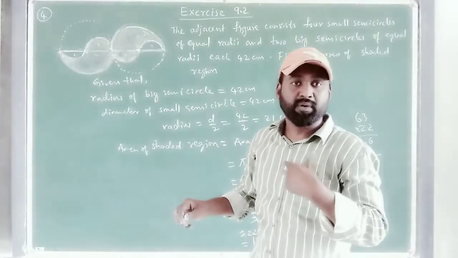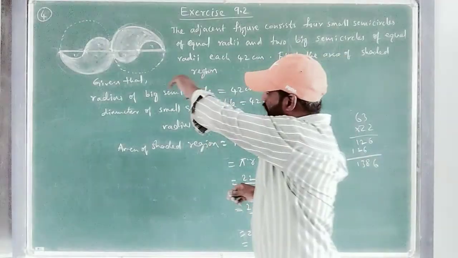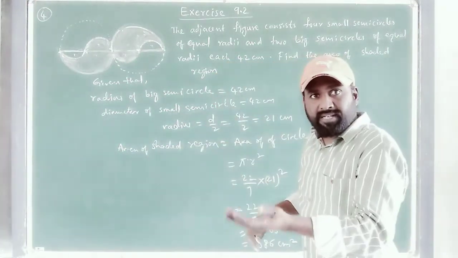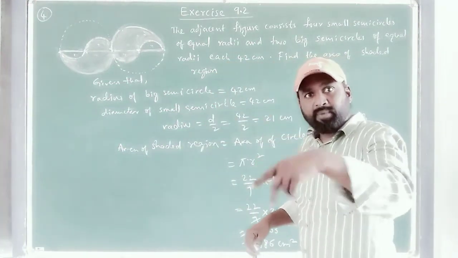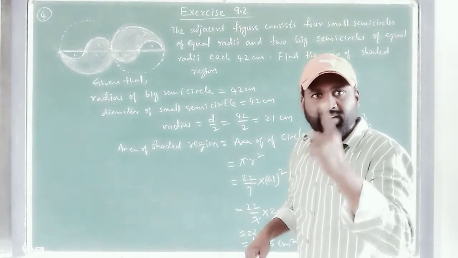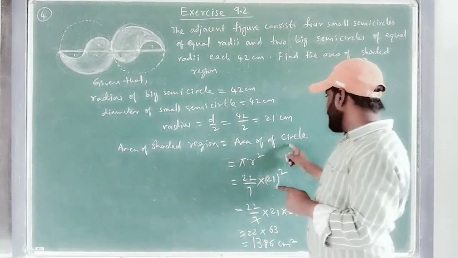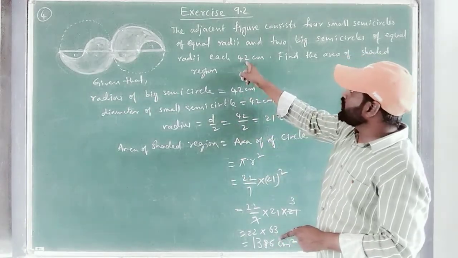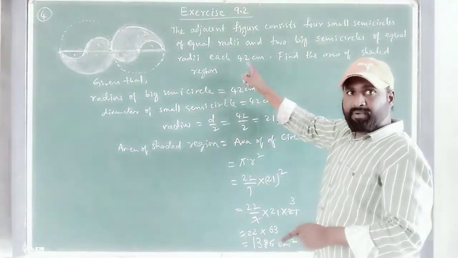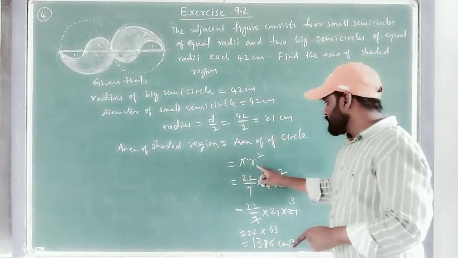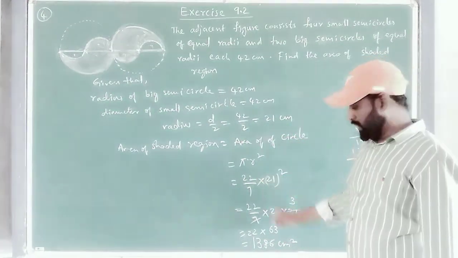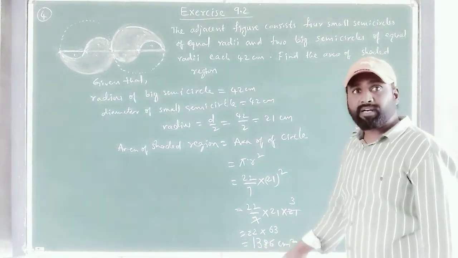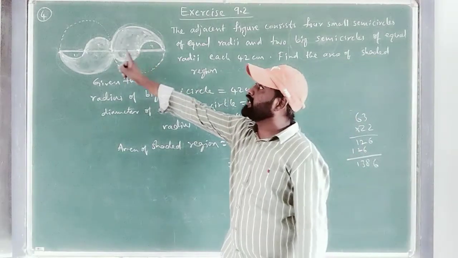The shaded portion is 2 small semicircles and 2 big semicircles. The shaded portion area is nothing but 2 semicircles becoming 1 full circle. 1 full circle area is what? Pi r square. So we have to take the radius. You have to imagine this as a diameter. Diameter by 2 will become the radius. Substituting that in the formula pi r square, we got 1386 centimeters square. That is the area of the shaded region in this figure.